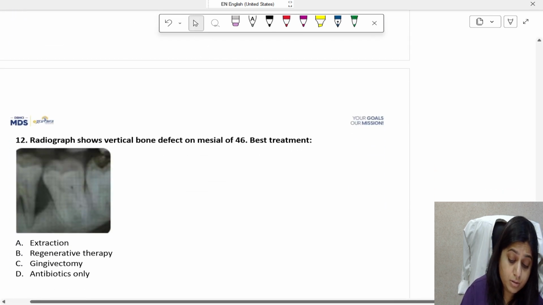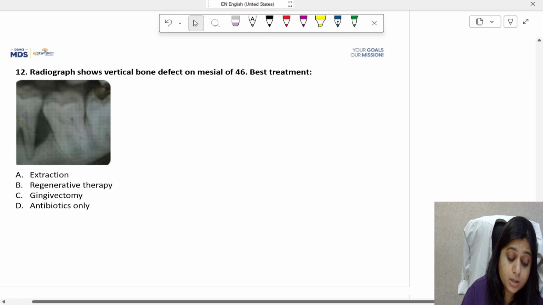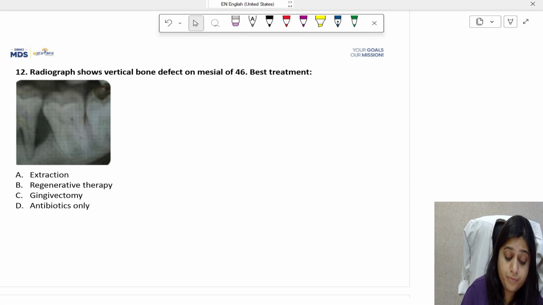Now the next question. Radiograph shows vertical bone defect on mesial of premolar. Best treatment? It is a vertical bone defect. The options are extraction, regenerative therapy, gingivectomy, and antibiotics only. Here, this bone defect looks as if regenerative therapy is possible. So we have to raise the flap, place the GTR membrane, and place a bone graft. So it is option B, regenerative therapy.